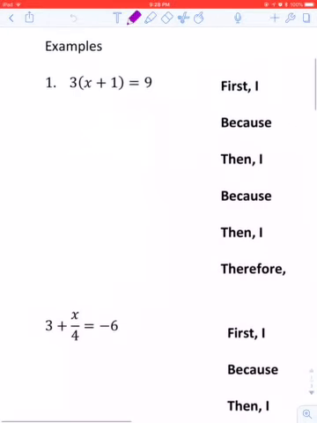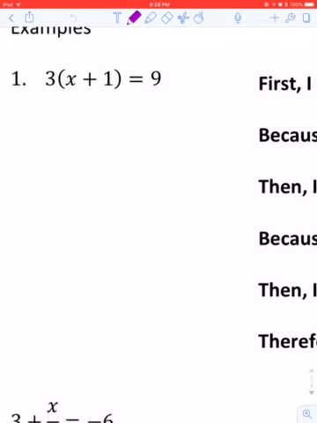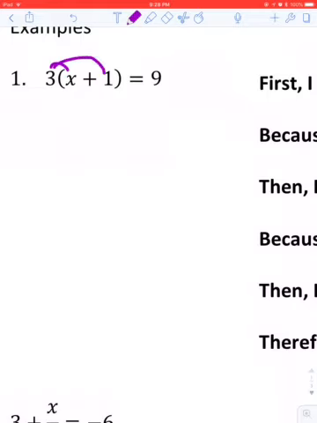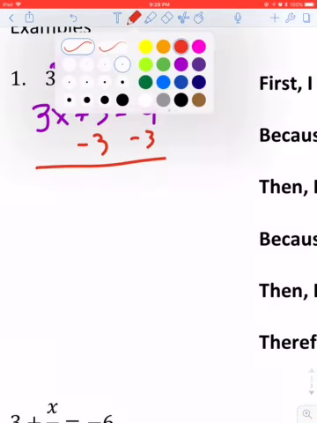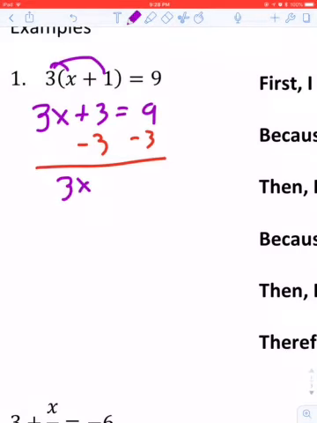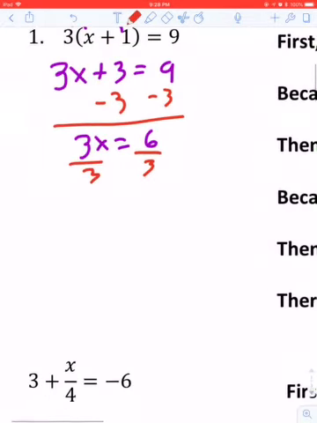So I'm going to solve this first example for you. First thing we do is we distribute the 3. So I get 3x plus 3 is equal to 9. And then after that, I'm going to minus 3 to both sides. So I get the x by itself on the left side. 9 minus 3 is 6. And then the last step, divide by 3 so that x is completely by itself. So x is equal to 2.